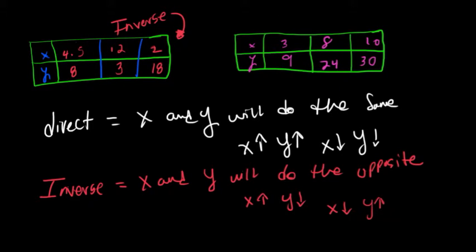Let's look at this one here. It says 3 and 9, they start off. So 3 goes to 8, that's an increase, and 9 goes to 24, that's an increase. Perfect. Now from 8 to 10, that's an increase, and from 24 to 30, that's also an increase. So they're doing the same. So it'd be a direct variation. I hope you understand these because I'm going to give you 2 more example problems. So go ahead and pause the video, write these down, and let's get started with 2 more examples.